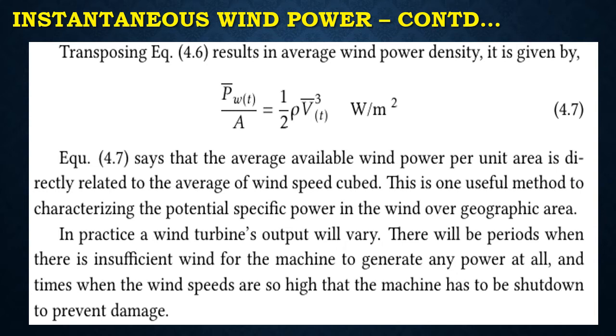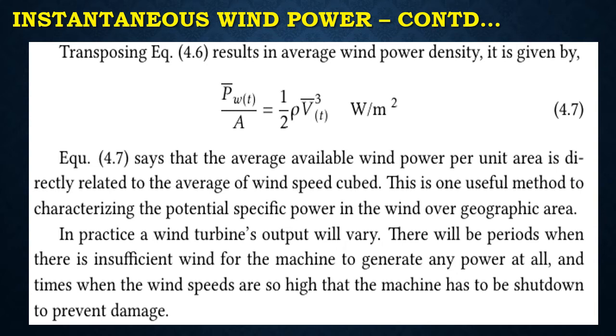This P by A is nothing but what we have already studied, the power density. P is called power, P by A is called power density. So this equation 4.7 says that average available wind power per unit area is directly related to the average of the wind speed cubed. So the power density is directly proportional to the cube of the wind speed, that is V cube. This is one useful method of characterizing the potential specific power in the wind over a geographical area. By this equation we can estimate the potential for a particular geographic area of converting the wind energy to electrical power.